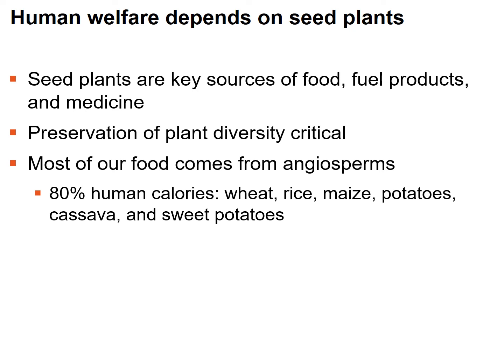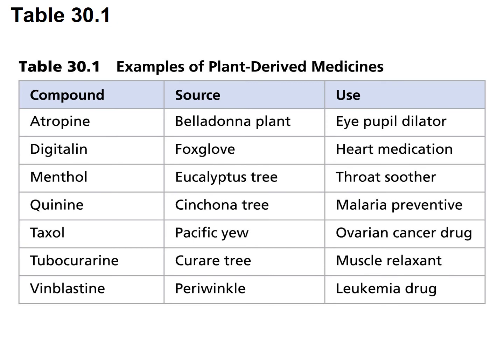And I think most of these you are pretty familiar with. And of course, we already mentioned wood. Here's a table of, not an exhaustive list, but a list of compounds and their respective sources and what they're used for in terms of medicines that come from plants. So some of these you may be familiar with, some of them you may not be familiar with.